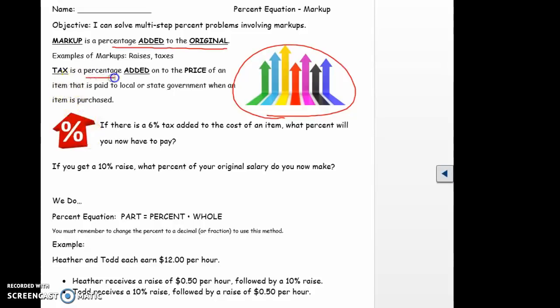So tax is a percentage added on to the price of the item that is paid. So that's what's frustrating when you go shopping and you pick up a shirt that's $20. You're not paying $20, you're paying $20 plus tax.